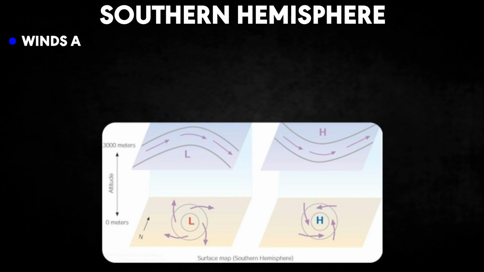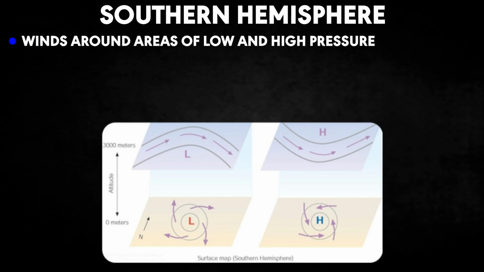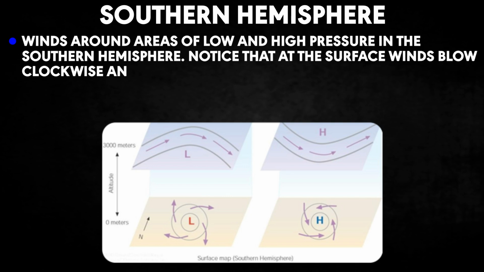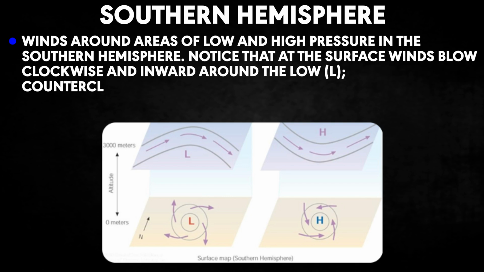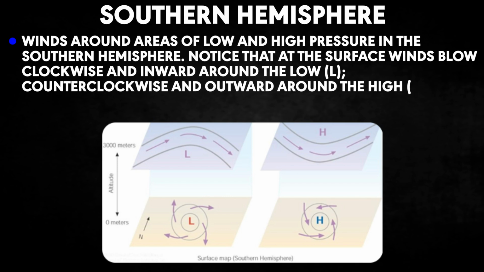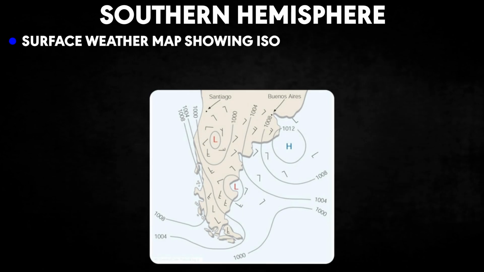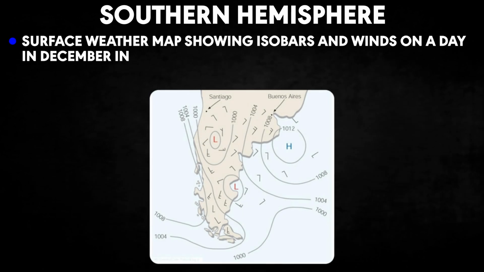Southern Hemisphere winds around areas of low and high pressure. Notice that at the surface winds blow clockwise and inward around the low, L, and counterclockwise and outward around the high, H. Surface weather map showing isobars and winds on a day in December in South America.